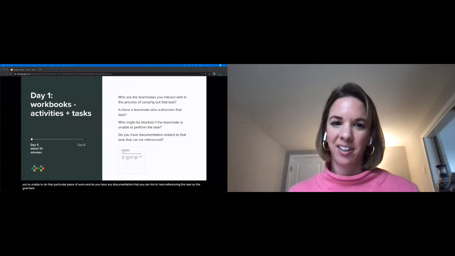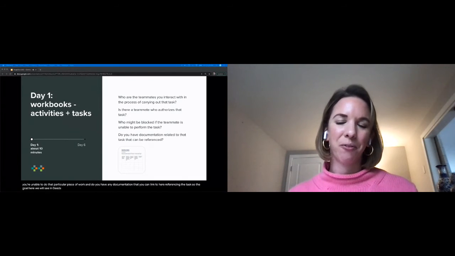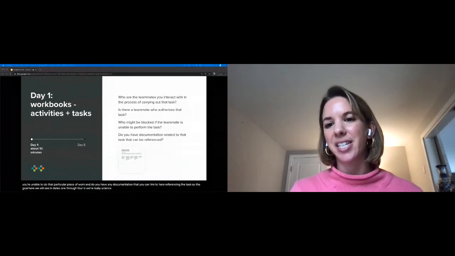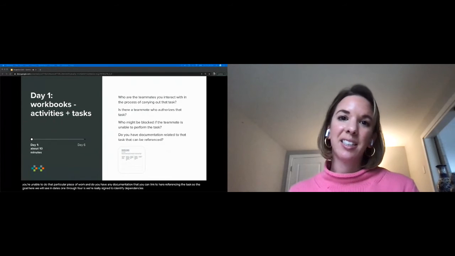So the goal here, what you'll see in days 1 through 4, is we're really starting to identify dependencies and silos.